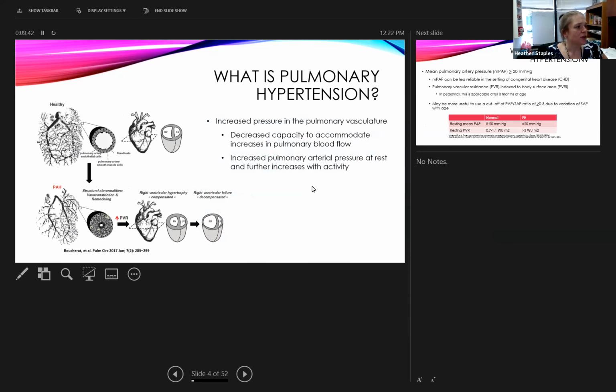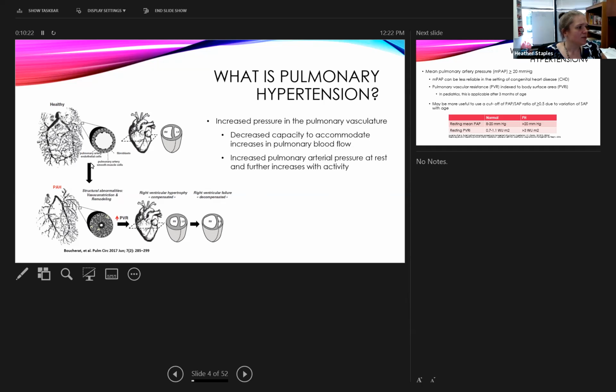So what then is pulmonary hypertension? And that is essentially increased pressure within those pulmonary vessels. It may mean that the vessels do not have the ability to accommodate that increase in blood flow. It also may mean that at rest, the pressure is high and gets even higher when you stress the system. So here on the left, you can see a cross section of a healthy pulmonary vessel. So a thin walled vessel that's open in the middle, a cross section of a normal right and left ventricle where you have a thin walled, slightly bigger right ventricle, a thicker walled left ventricle.